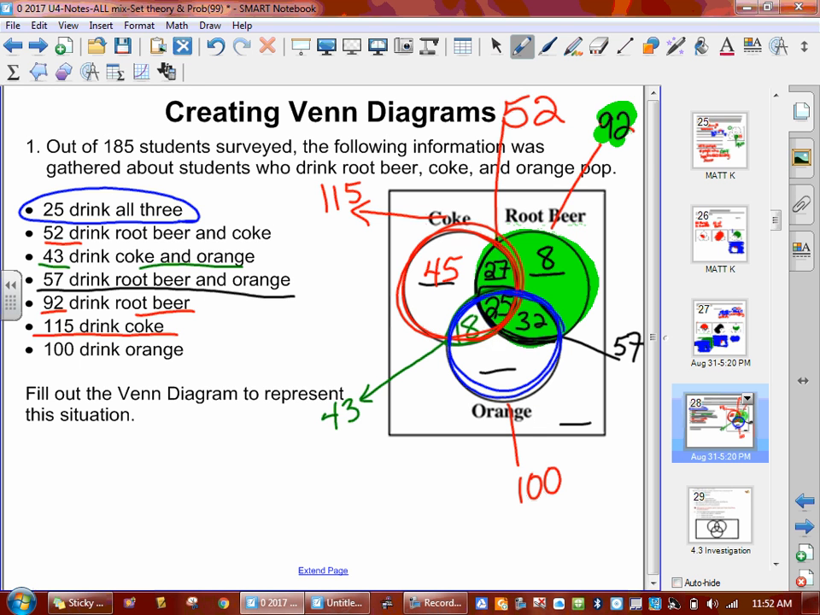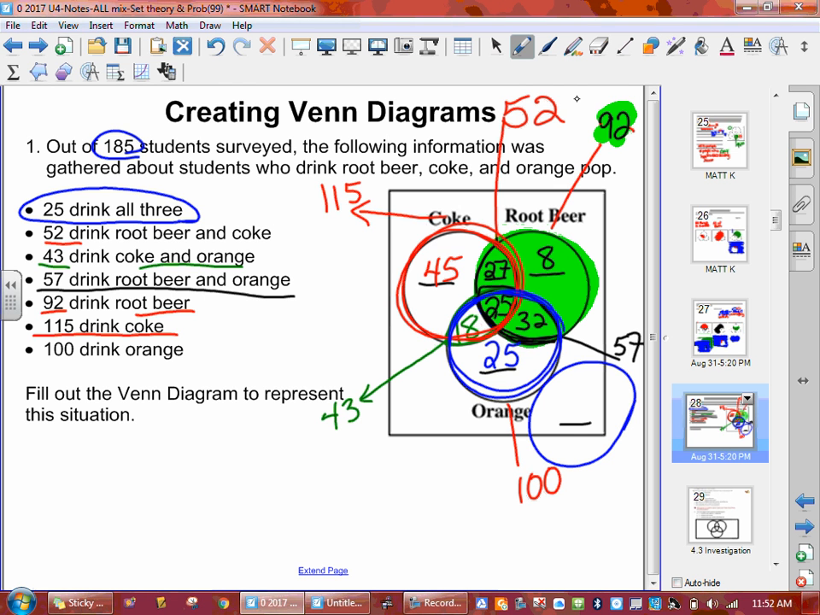Now we need to add up every number in every section of our diagram here, because we have 185 students that we surveyed. So we need to add every section here and subtract from 185. And that's going to give us our outlier if there is one. There may not be one. We have to literally subtract to find out. So I'll give you a minute to do that. So subtracting, we end up with 5 left over.